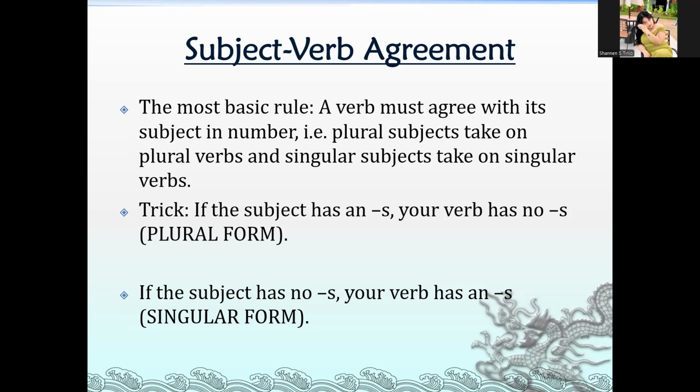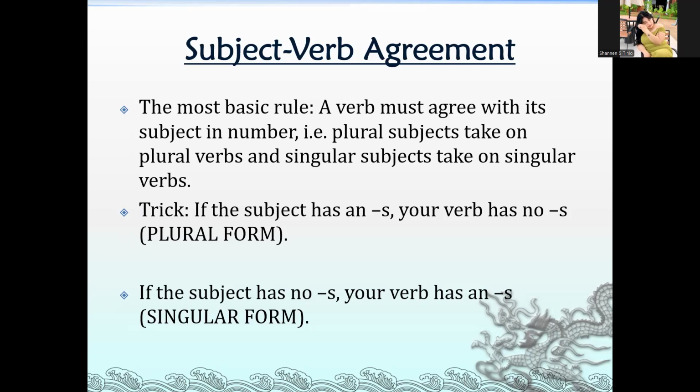So, medyo magkabaliktad, guys. Pag yung subject may S, boys, girls, dogs, cats, it's in plural form. At tandaan nyo, pag yung subject or yung noun may S, it's in plural form. But if it doesn't have an S, it's singular. What I was going to say is that the verb is opposite. Kapag may S, singular siya. Pag walang S, plural siya.